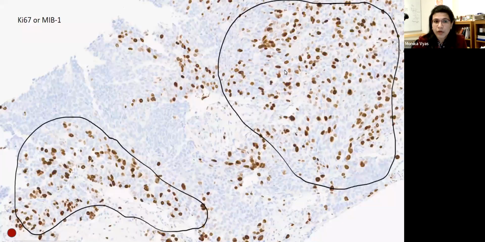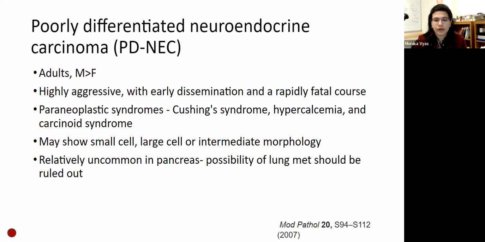So quickly about grading. On your MIB1 or Ki67 stain slide, you want to pick out the hotspot areas. In this example, I've marked some hotspot areas. What one would typically do is take a picture of the hotspot, print it out, count the positive cells, then count the background negative cells, and get a percentage of positive cells, because eyeballing in our experience is not a good way to give an accurate estimation for grading.